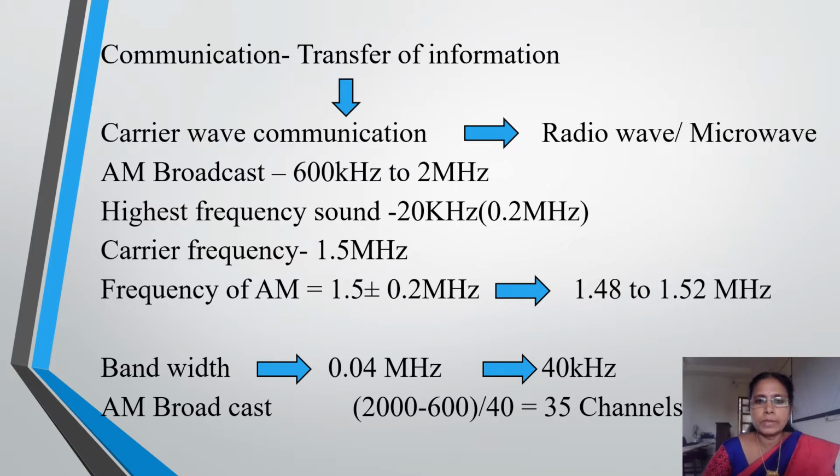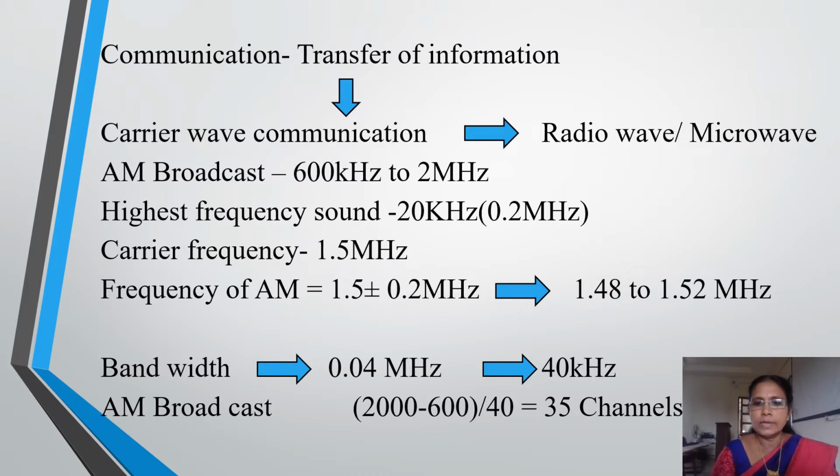In AM broadcast, the normal range of frequency is from 600 kHz to 2 MHz. Suppose we want to send a sound of highest frequency 20 kHz or it is 0.02 MHz. And if we choose a carrier frequency of 1.5 MHz, then the frequency range of amplitude modulated wave will be 1.5 plus or minus 20 kilohertz or 0.02 megahertz. That is 1.48 to 1.52 megahertz.